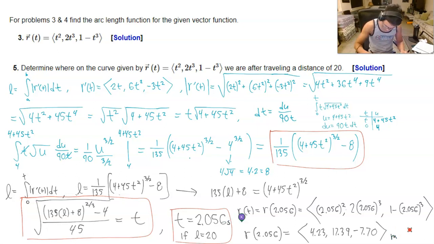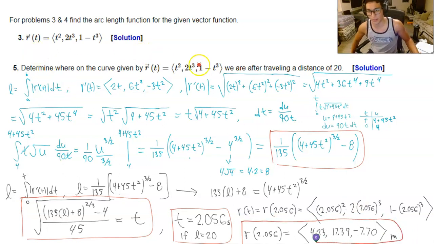So this is kind of a cool problem. This is why we use vectors, right? We use arc length and vectors. There's a lot of things you can do with this stuff, so it's really cool.